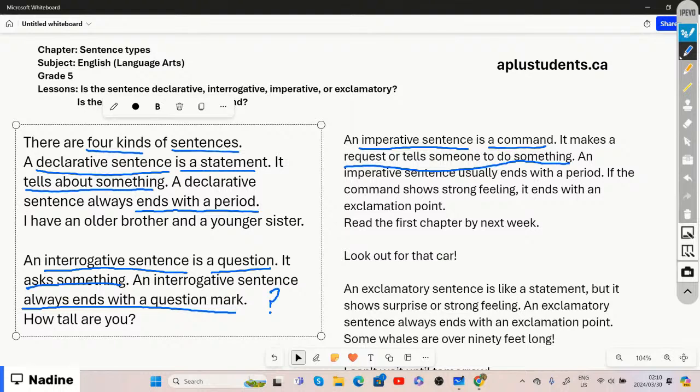Or if the command shows strong feeling, then we use an exclamation point. It's like saying, look out for that car! So that is an imperative sentence. We said an imperative sentence is a command. It tells someone to do something, or it is a request.